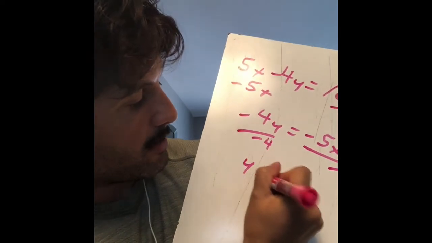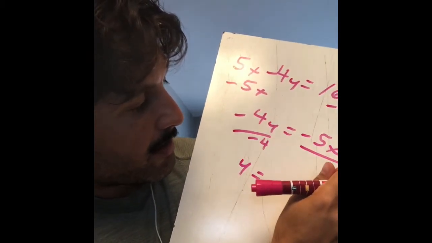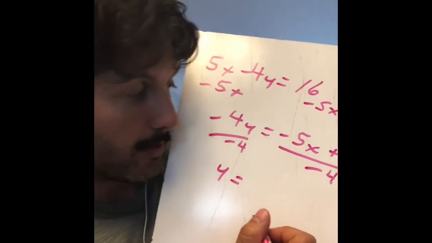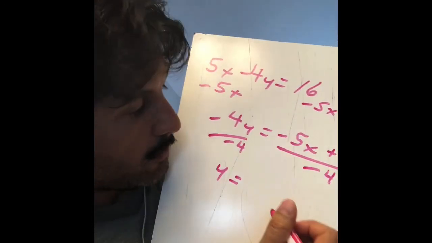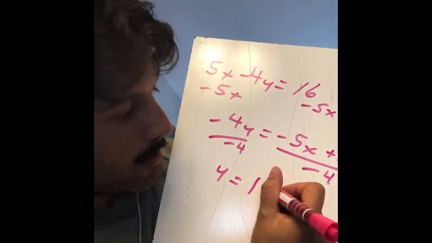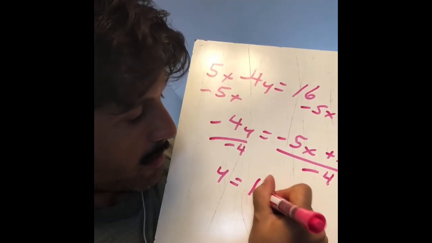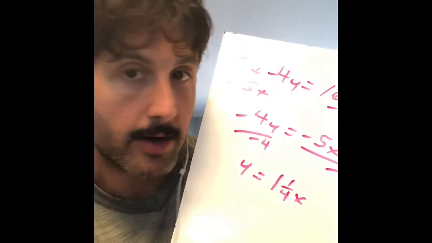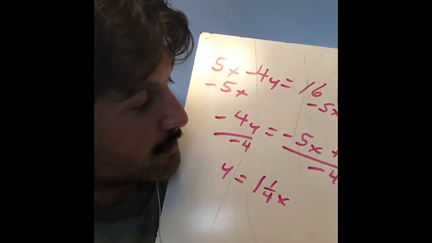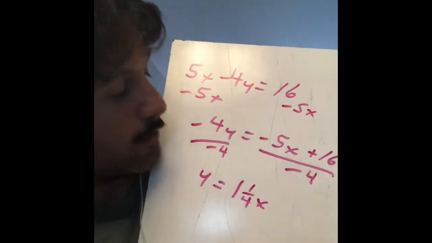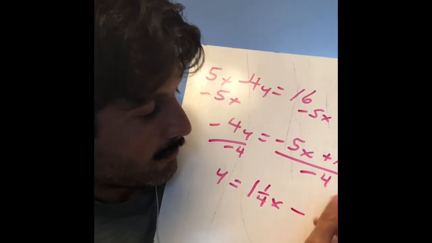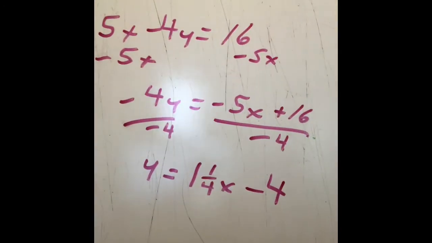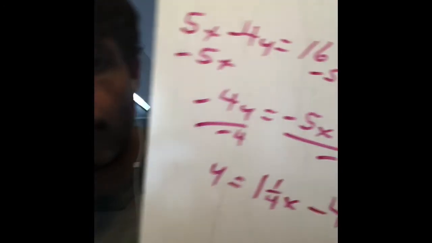So you end up with y equals, negative 5 divided by negative 4 is actually positive. Negative divided by negative is a positive. So we're ending up with 1 1/4 x, or 5/4 x, doesn't matter. And now positive 16 divided by negative 4 is negative 4. And now we have y equals 1 1/4 x minus 4.